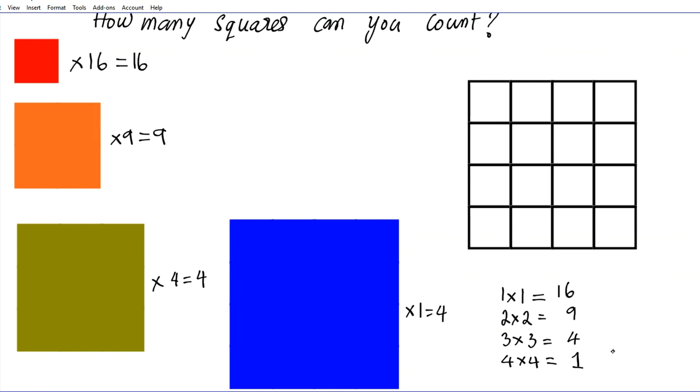Okay, so if we calculate the total, 16 plus 4, that's 20. 9 plus 1, that's 10. So you have a total of 30 squares in this composite square that we have right here.